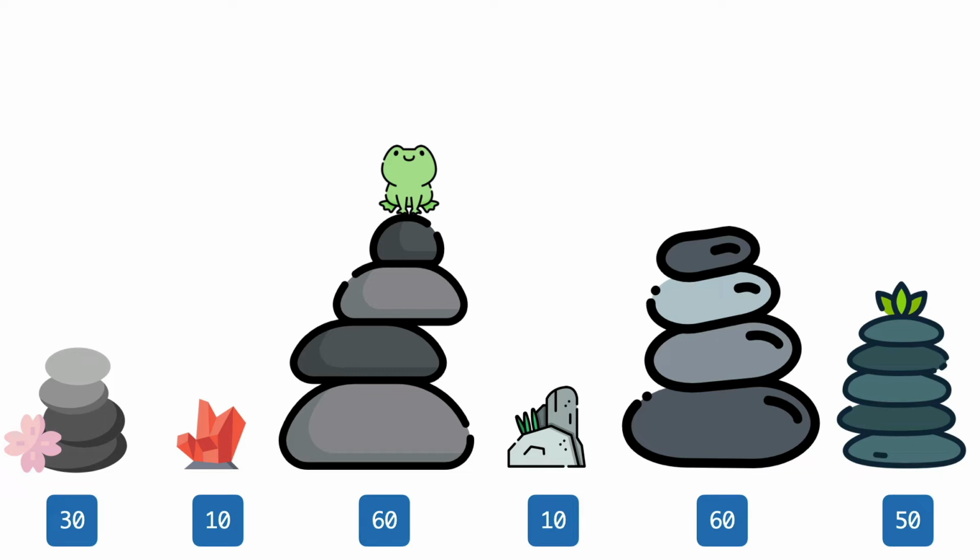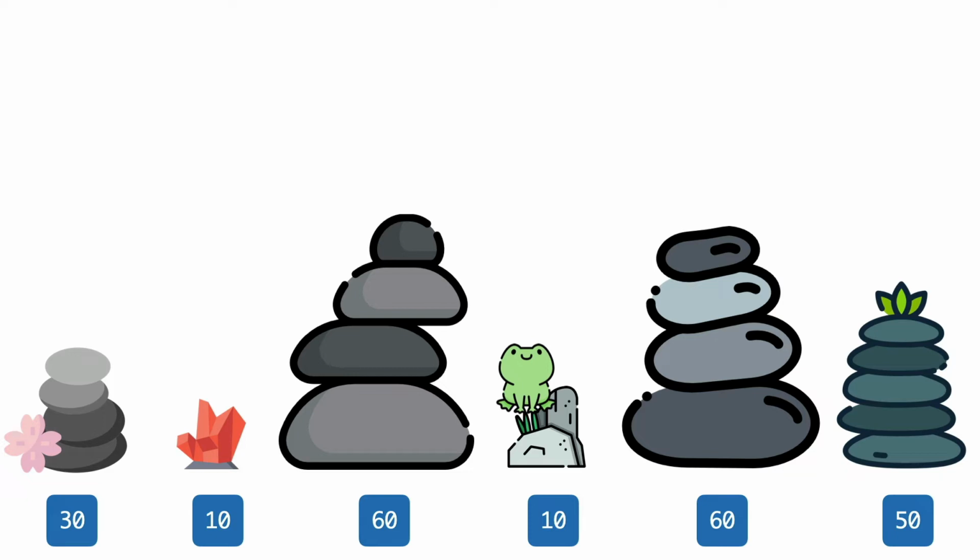On the other hand, compare this with a jump from stone number 3 to stone number 4. That is a more steep sort of an exercise, and the difference between the heights of these 2 stones is 60 minus 10, 50. The absolute difference is 50, and the cost therefore is also 50.